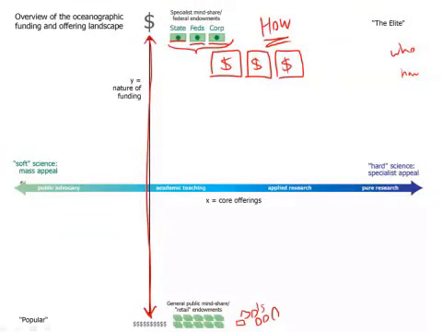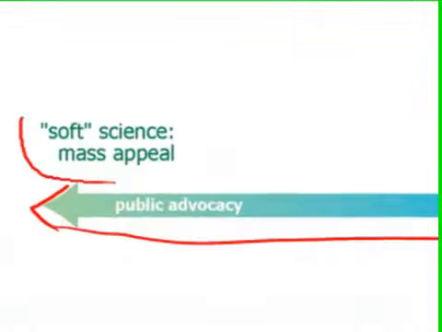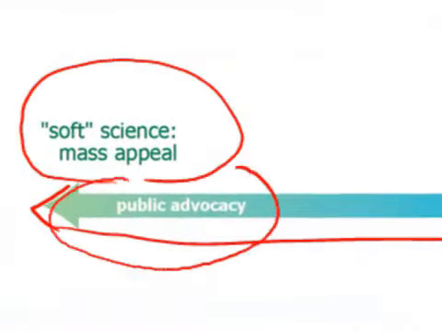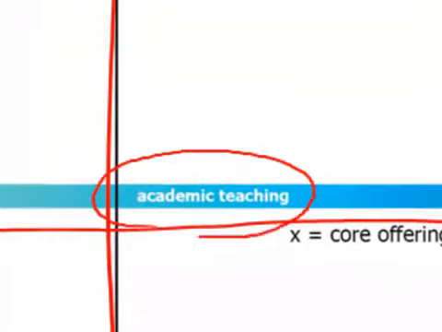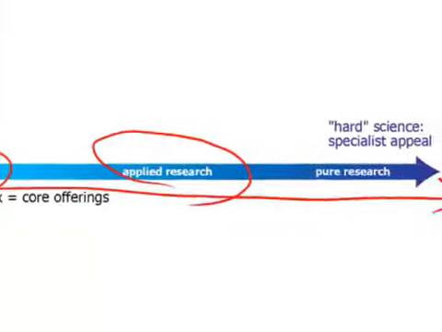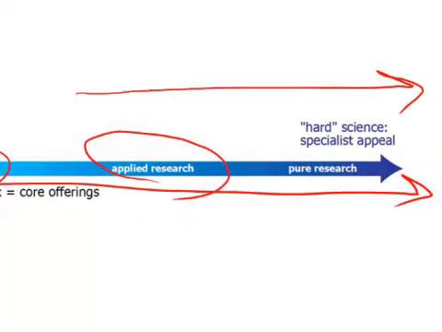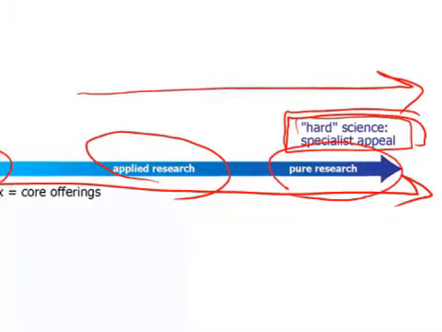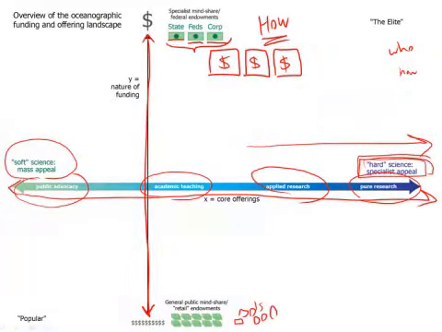So then on our horizontal axis, let's plot out what these scientific institutions actually do. From something we're going to call soft science, which is really public advocacy and the popularization of science, through academic teaching, through applied research, and you'll notice as we move across the axis, we're getting more and more into what's called hard science. Less of what's popular and more pure research. So now we've got our coordinate system.